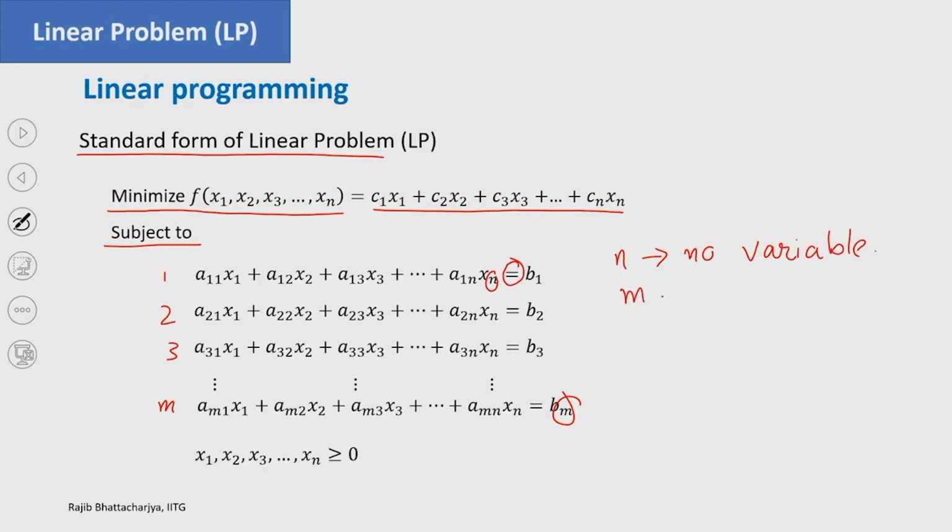and m is the number of constraints. Okay. So, this is a standard form, as I said. It is a minimization type problem, but you need not worry if your problem is a maximization type. You can convert your maximization problem to a minimization problem, and the constraints should be equality type constraints. So, it must be an equality type constraint, but if you have an inequality type constraint, you have to convert your problem to an equality type constraint. So, that also we will discuss.